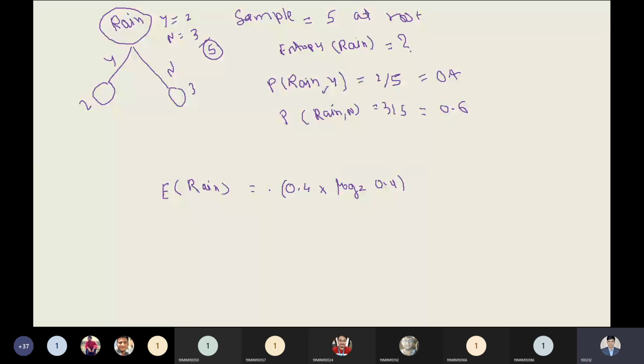And then what is the next value we have here? That is 0.6. So for the next value, we will do the same thing: 0.6 multiplied by log 2 of 0.6. I can write it like this. So this is the entropy of the rain at this node, where we found the value: yes, 2 people are going, and no, 3 people are going.